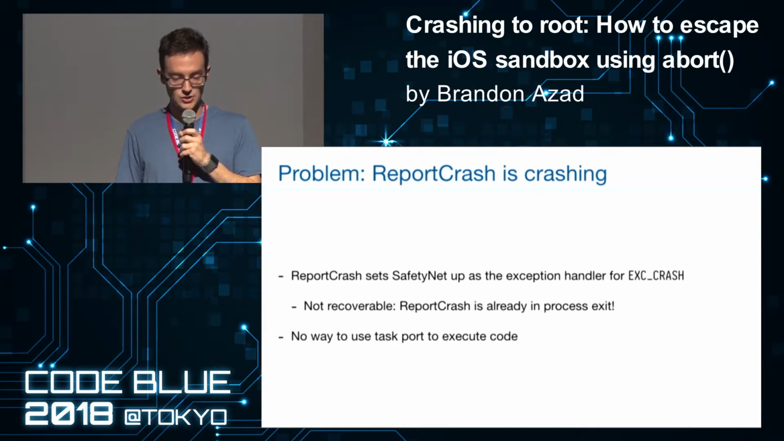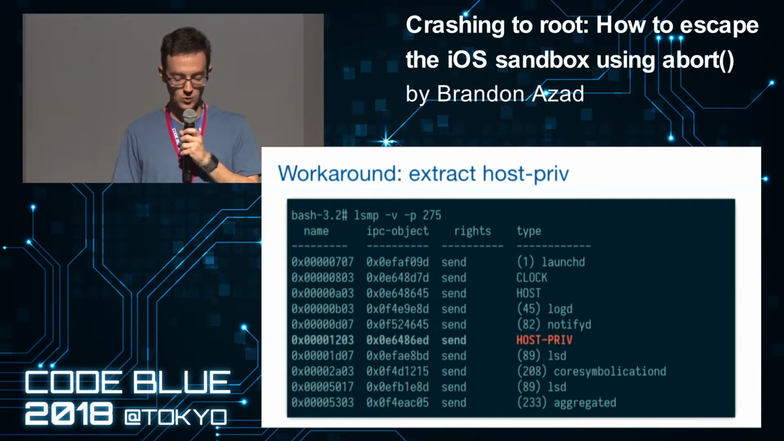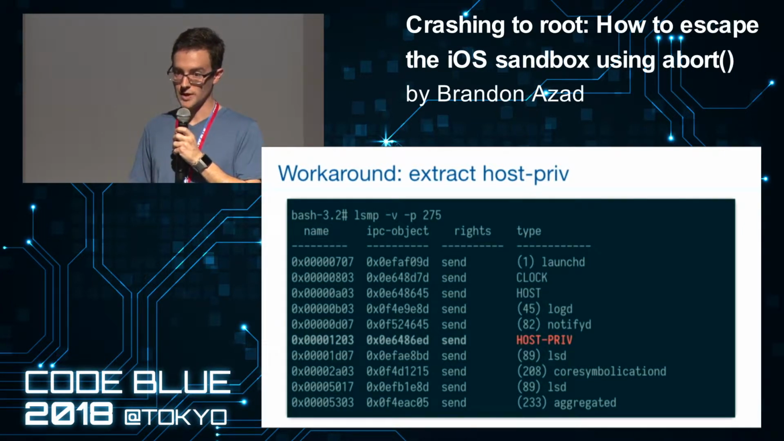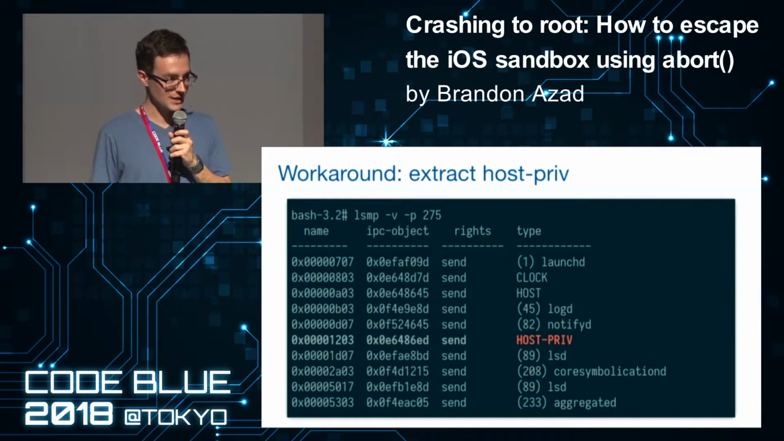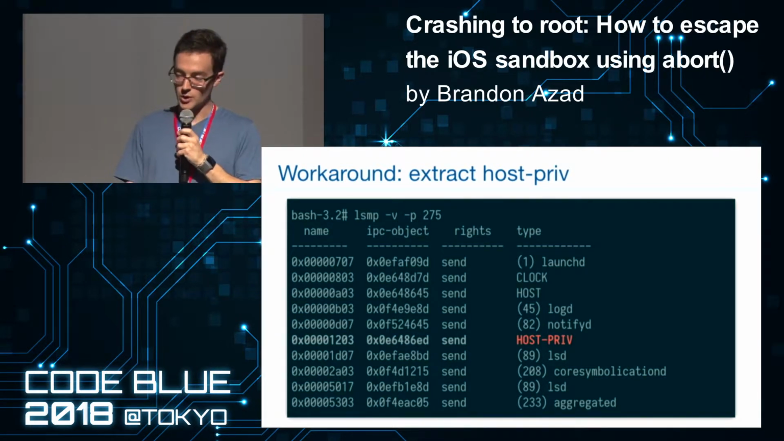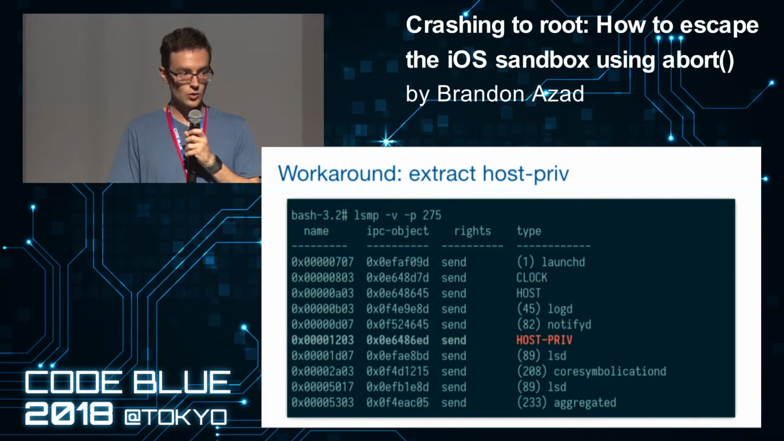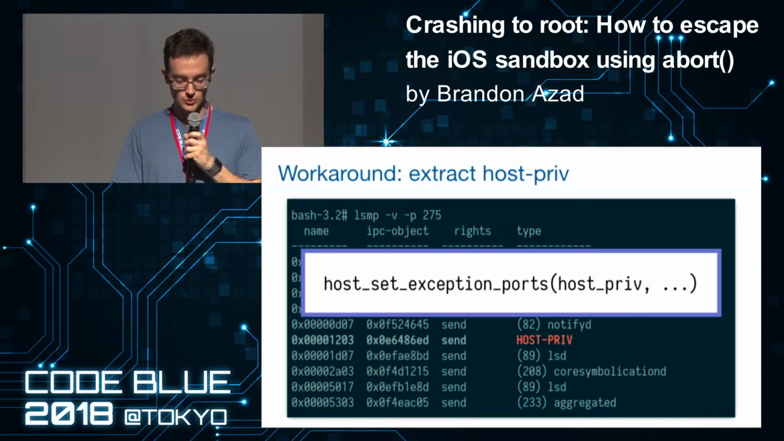Nevertheless, even though we can't use reportcrash's task port to execute arbitrary code in reportcrash, one thing we can do is use it to steal Mach ports from reportcrash. And if we look back to the list of reportcrash's Mach ports from earlier, there's one that really stands out as being useful for exploitation, the hostpriv port. The hostpriv port is another special Mach port that's owned by the kernel, and you need to have it in order to call many important system calls. For example, the way that reportcrash registers to receive exceptions in all processes on the system is with a call to host_set_exception_ports, and the hostpriv port must be the first argument.